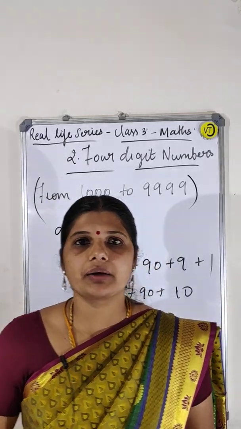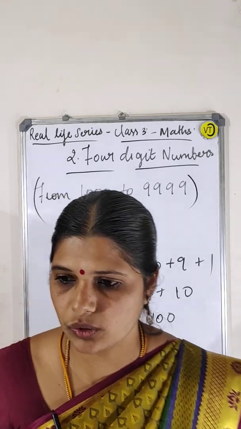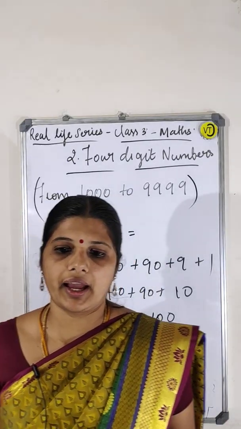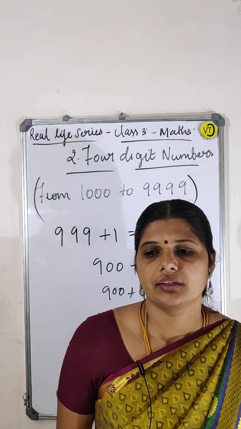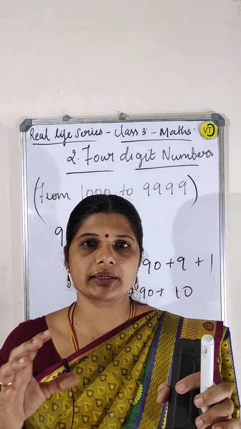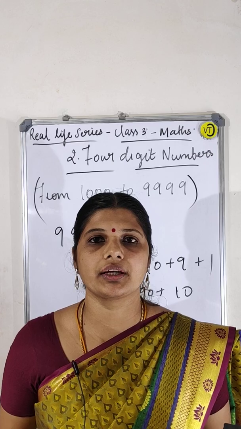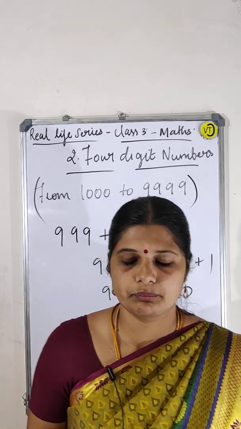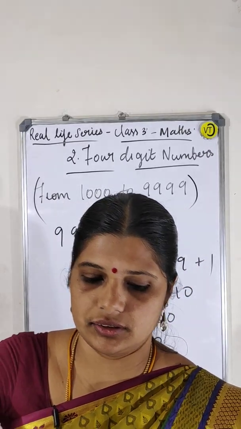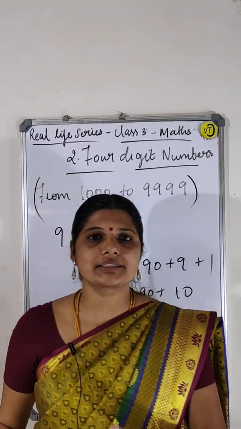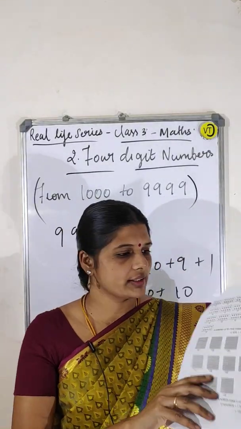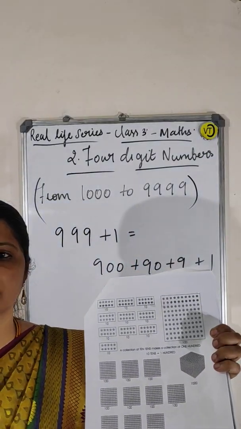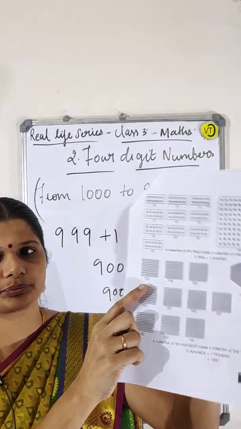If the numeral of a number has 4 digits, it is called a 4-digit numeral, and the number is a 4-digit number. Here I will show you some diagrams so that you can understand better. What about 10 ones? 10 ones is 1 ten. Here you can see.